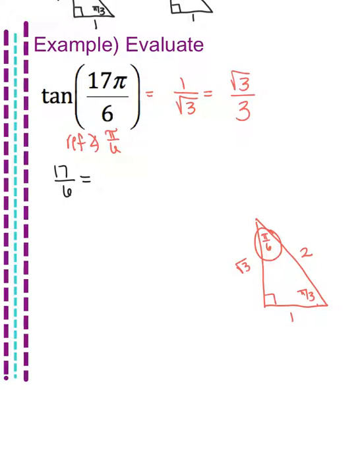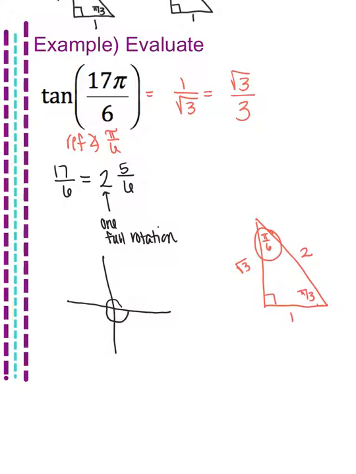17/6, if I rewrite that as a mixed number, I get 2, and then 5 is left over. So I get 2 and 5/6. So this means I've got 1 full rotation of 2 pi's, and then I need to go 5/6 of a pi. So you've got 1 pi, 2 pi, 5/6 of a pi. It's close to 1 pi, but not quite.